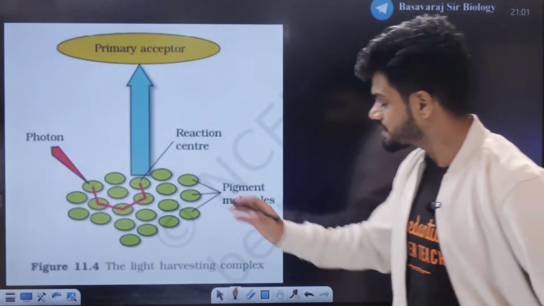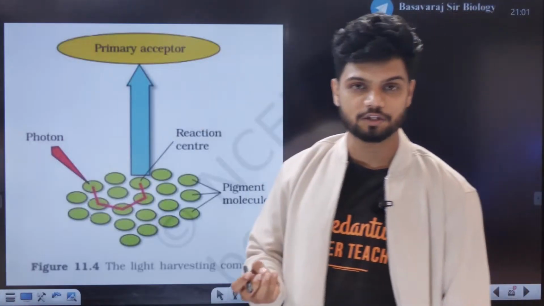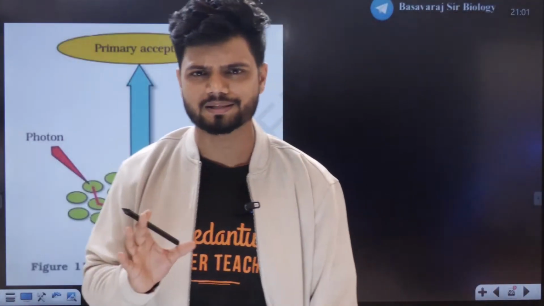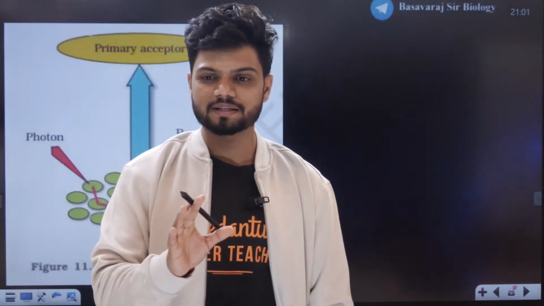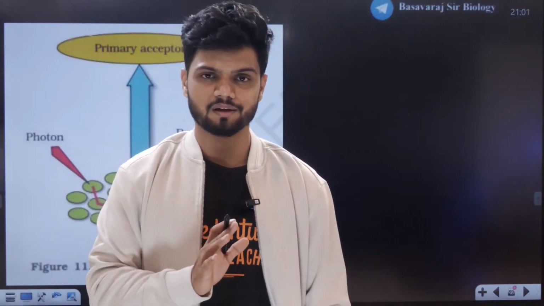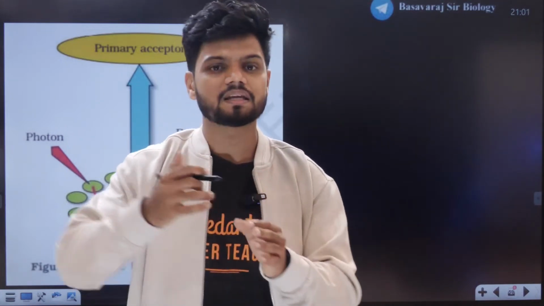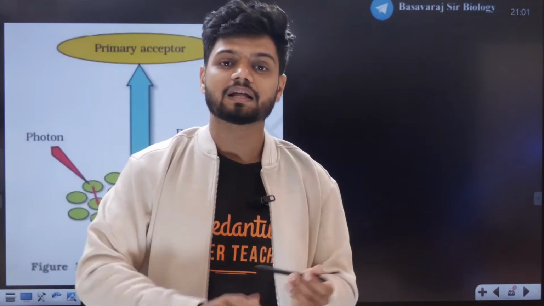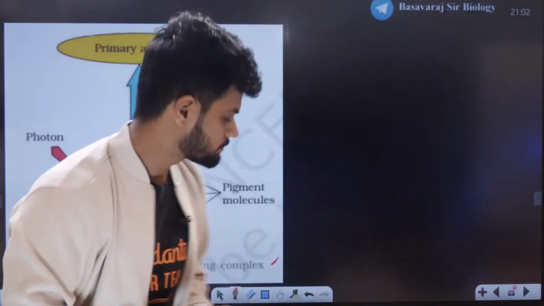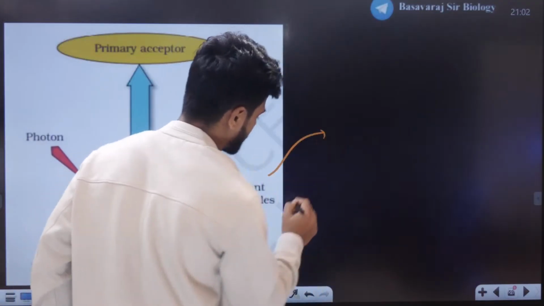Okay. Now this is a typical structure of a light harvesting complex. Now what is a light harvesting complex? First of all, it is a complex. All of you know what a complex is. You might have seen large buildings called complexes. Within a complex, it has multiple levels. Similarly, here also a complex has two main components.